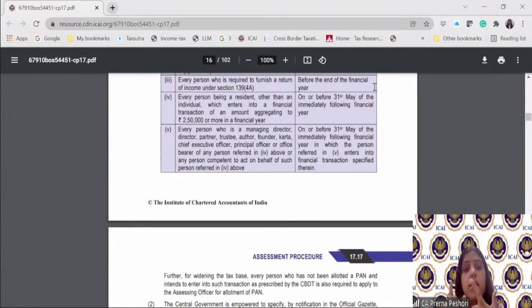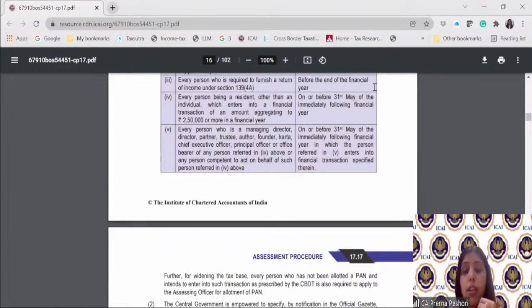So every person is required to quote the Aadhaar in the return of income as well as in the application form for allotment of PAN. If a person does not have an Aadhaar number, he can quote the enrollment ID of the application form issued to him at the time of enrollment. So when you apply for Aadhaar, the enrollment ID is given to you.